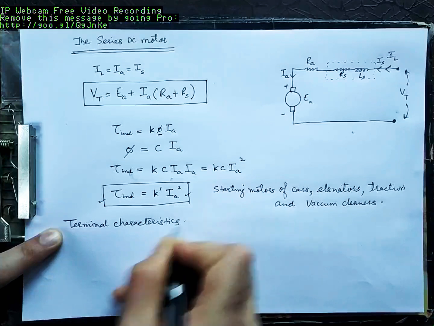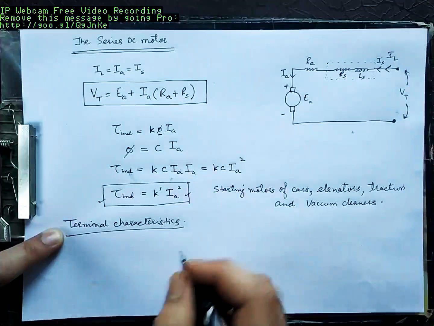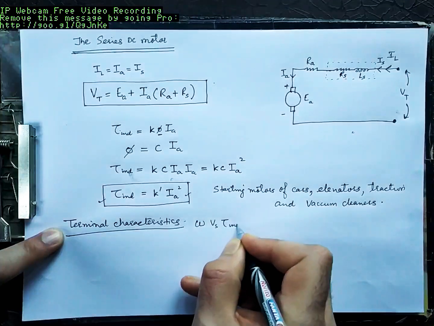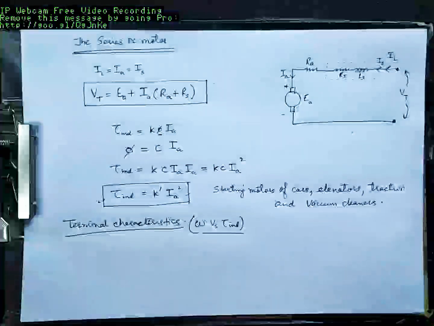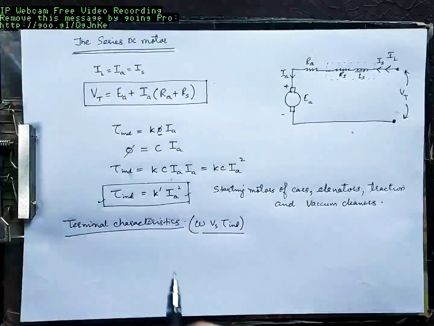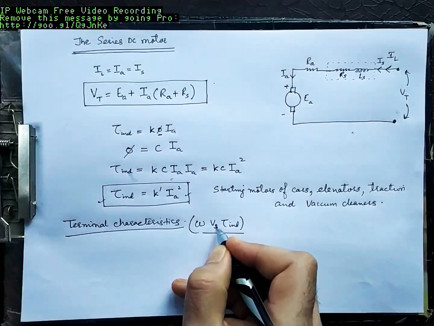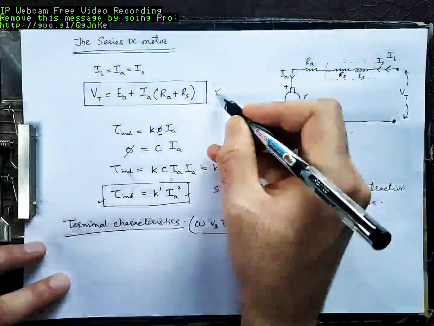As we have discussed already, terminal characteristics is basically the plot of omega versus induced torque. We want to plot the speed of the motor with respect to the induced torque, omega versus induced torque. We'll again be using the KVL equation to begin with.